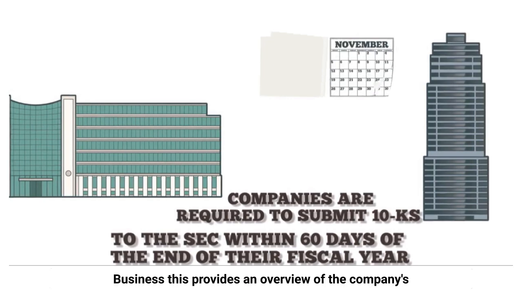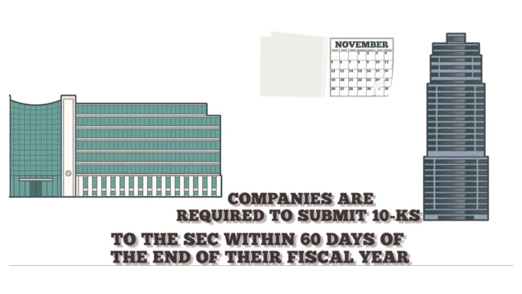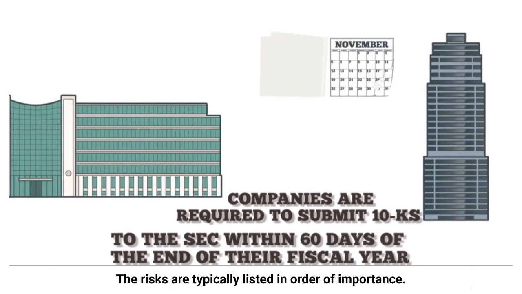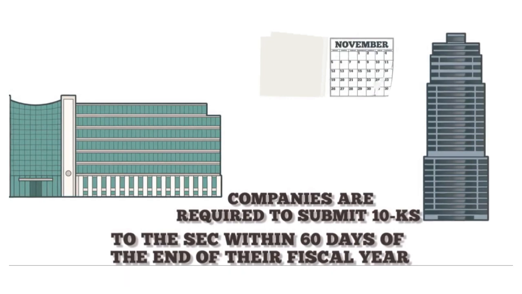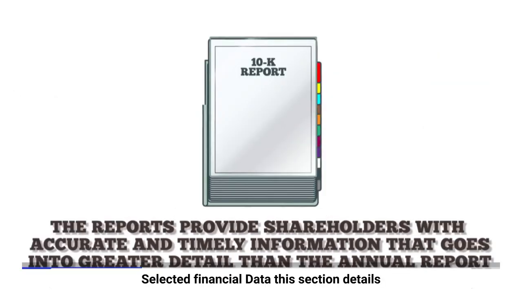Business. This provides an overview of the company's main operations, including its products and services, i.e., how it makes money. Risk factors. These outline any and all risks the company faces or may face in the future. The risks are typically listed in order of importance. Selected financial data. This section details specific financial information about the company over the last 5 years. This section presents more of a near-term view of the company's recent performance.